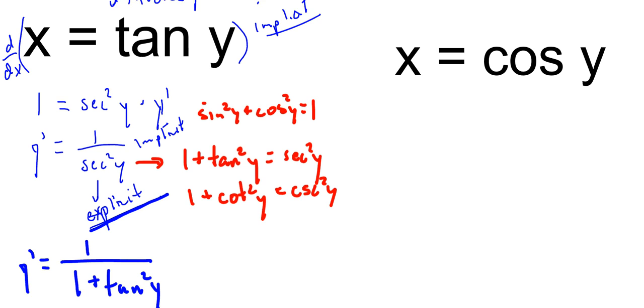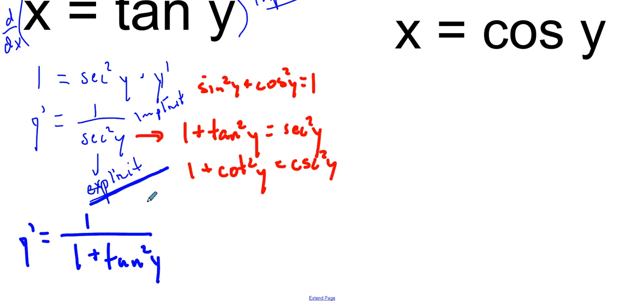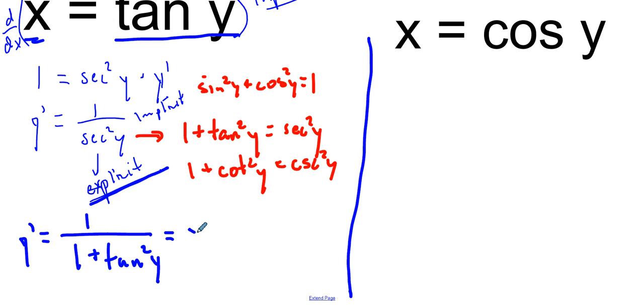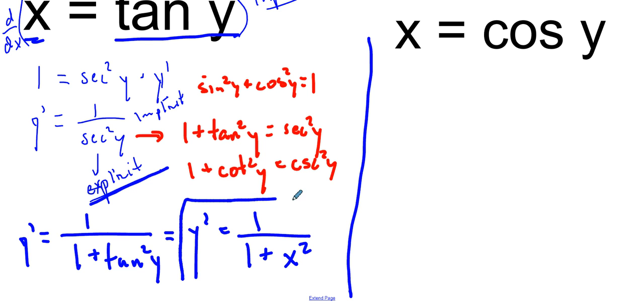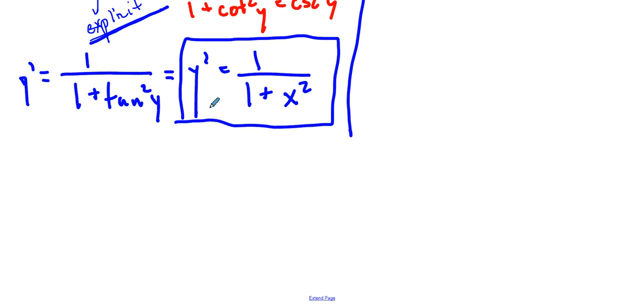in explicit form? Well, my friends, what does tangent of y equal? In this problem, we said that tangent of y equals x. Oh, so y prime actually equals 1 over 1 plus x squared. And that, my friends, bada bing, bada boom, is the derivative of arctangent of x. Boom, nailed it.